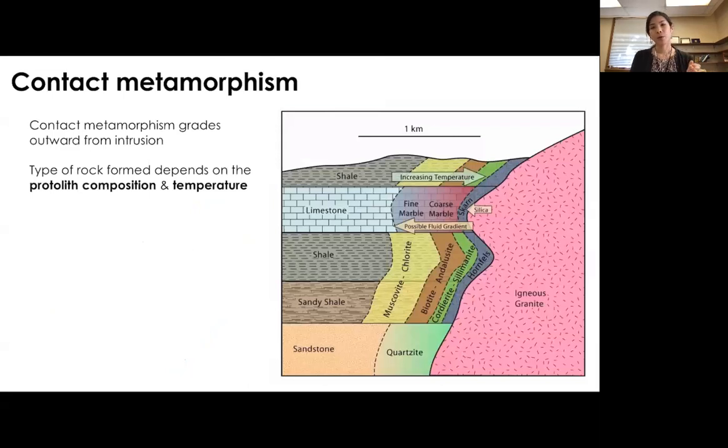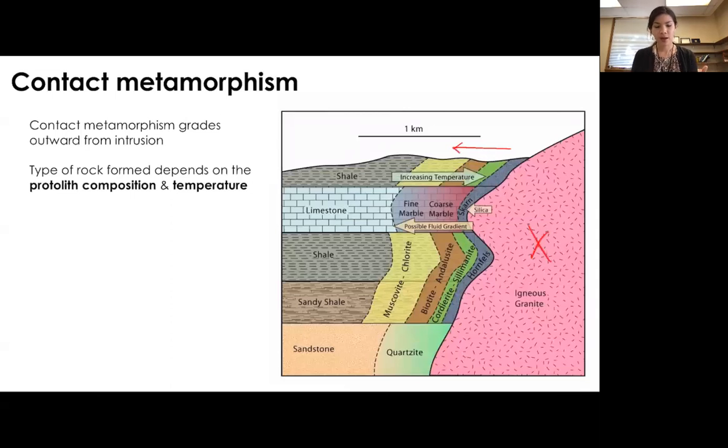So because contact metamorphism depends on heat, and the heat is coming from one source, we often see a gradation outward from that source of degree of contact metamorphism. So closest to the igneous body, where there's the most heat, we're going to see the highest grades of contact metamorphism. As we go out towards the surrounding cool rock, we'll start to see lower and lower amounts of metamorphism until eventually we get to the protolith, or the original unaltered rock.